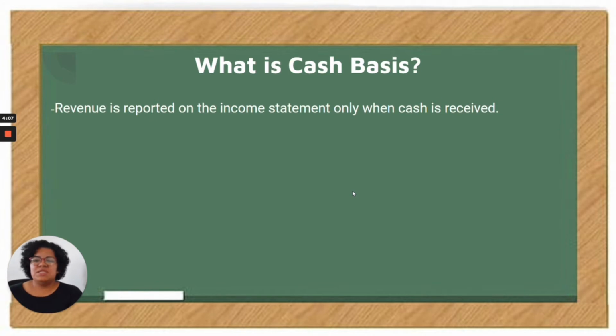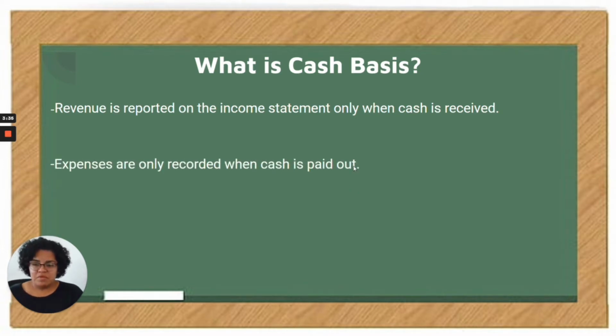Well, the cash basis reports revenue on the income statement only when cash is received. So for example, say you are waiting on a payment from a client and that client has explained to you that they have already sent it in the mail. You will not be able to report that income until it is received in your office or that client has put that money in your hand.